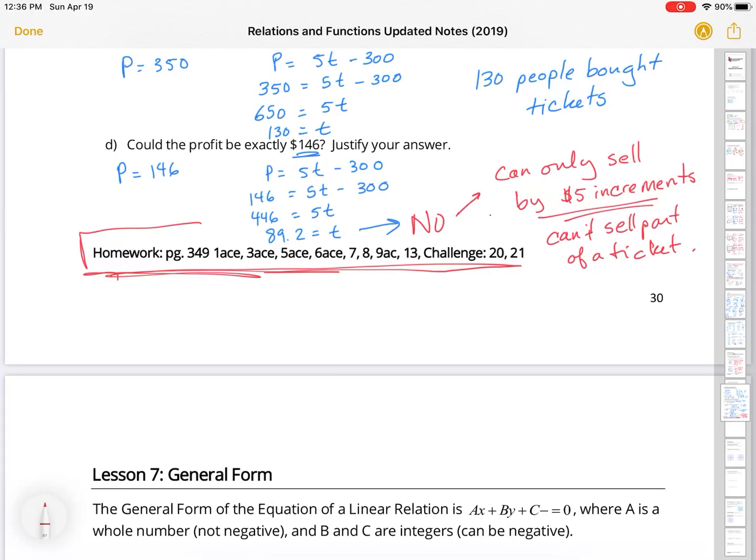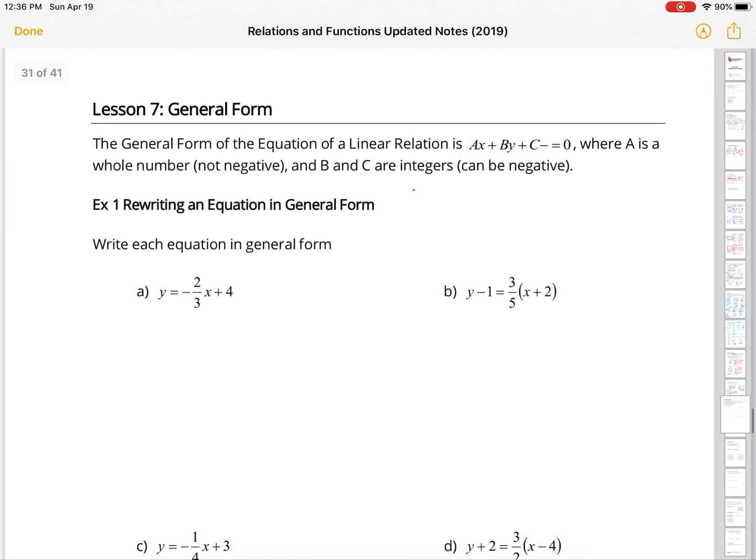So, welcome. Last lesson we looked at the slope-intercept form of a line, the y equals mx plus b form. And today, in Math 10C, Functions and Relations, we're going to look at the general form of the line.